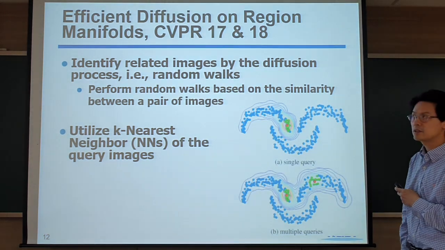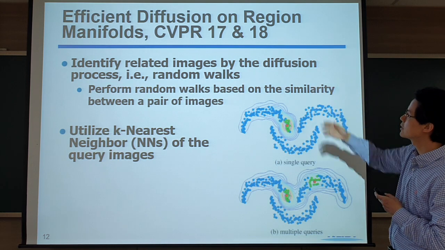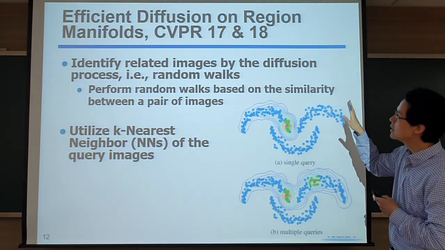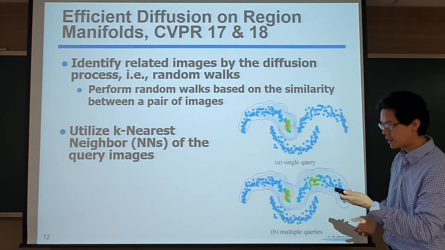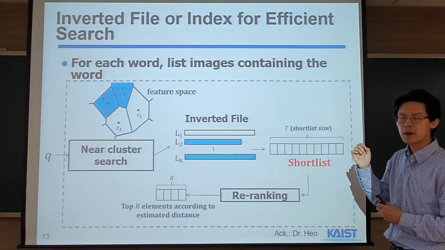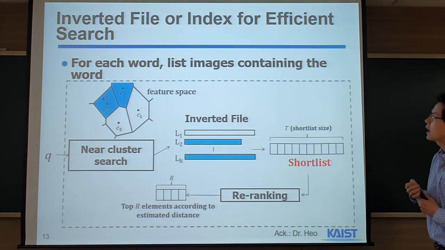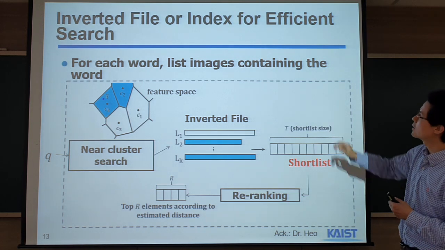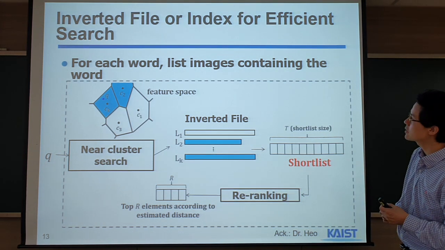So if you're interested, I recommend you look at some of the related papers along this line. But at a high level, they look at the relationship between the similar images and utilize that kind of information. Okay, so far I talked about the spatial verification, also the core expansion. So now I'd like to talk about the inverted file index approach for efficient search.